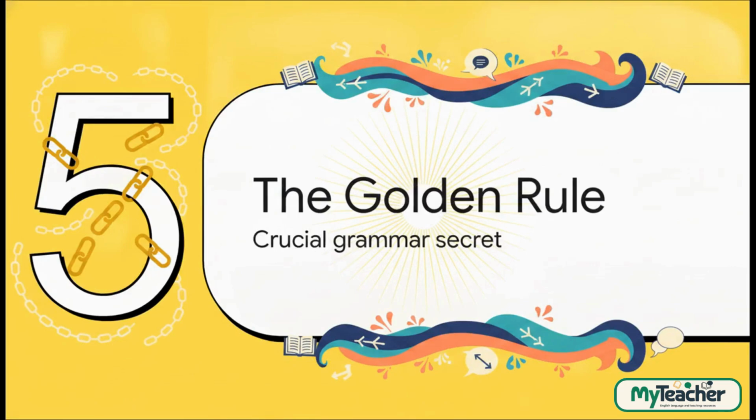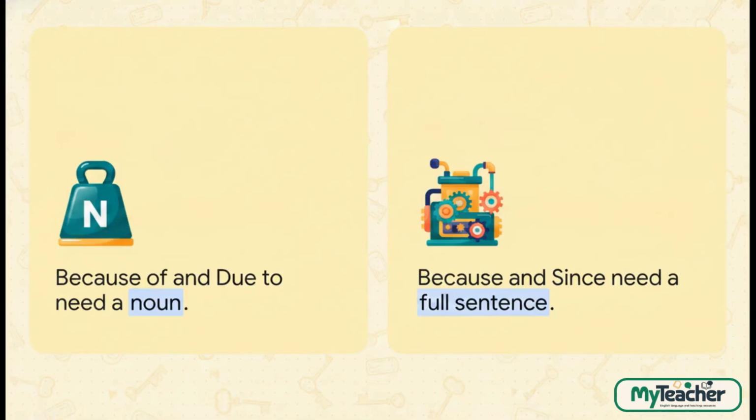Now for the golden rule. This is absolutely crucial for your second bac exams. You must always check what comes next before you choose your linking word. Connectors like because of and due to are always followed by a noun, but words like because and since must be followed by a full sentence. Keep that in mind and you'll do great.